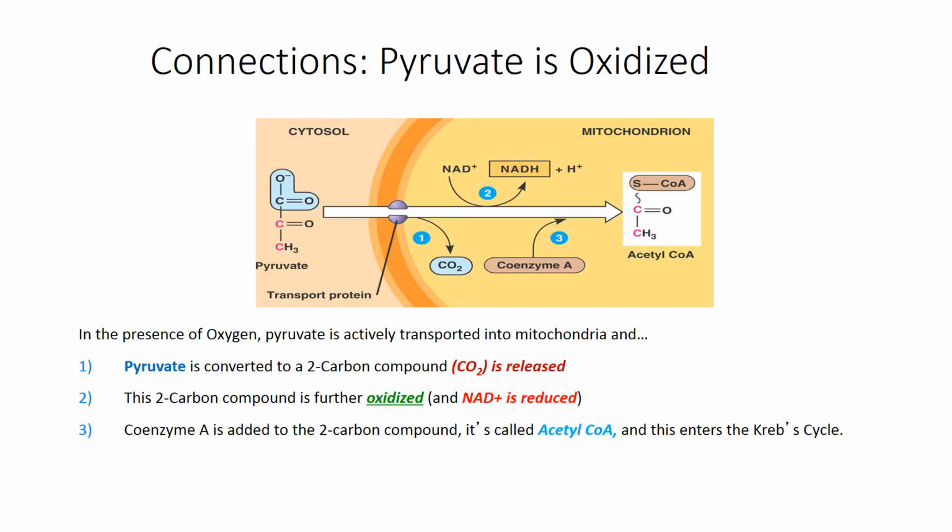And let's step back. Remember, in glycolysis, we produced 2 pyruvate molecules from each glucose molecule. So you can double the amount of acetyl-CoA and the amount of NADH being produced here when you think about a single glucose molecule.